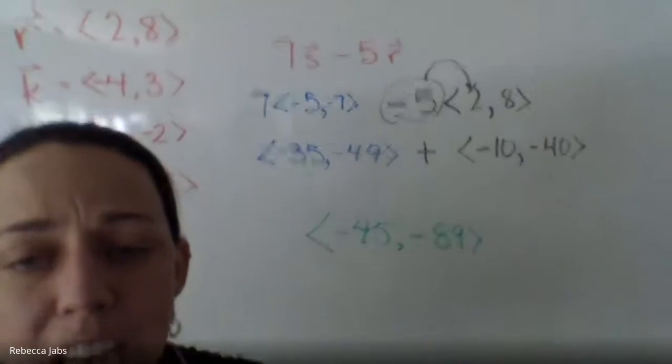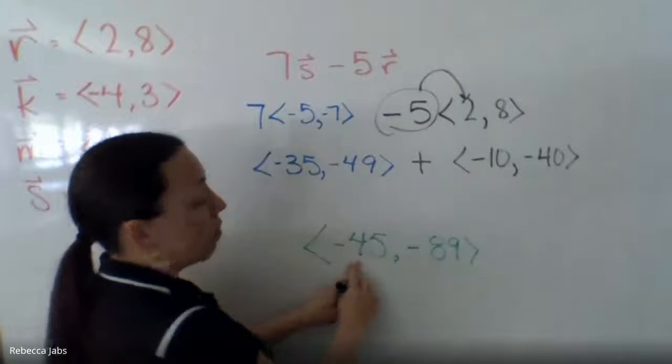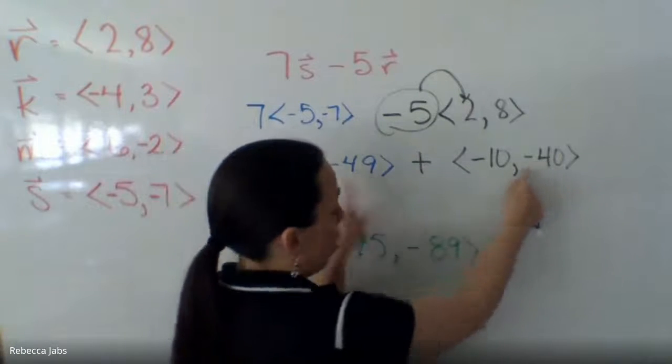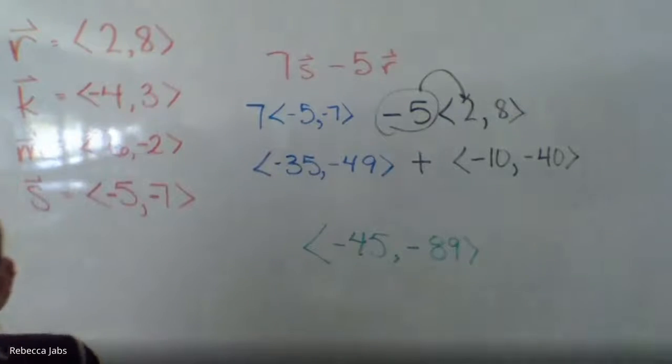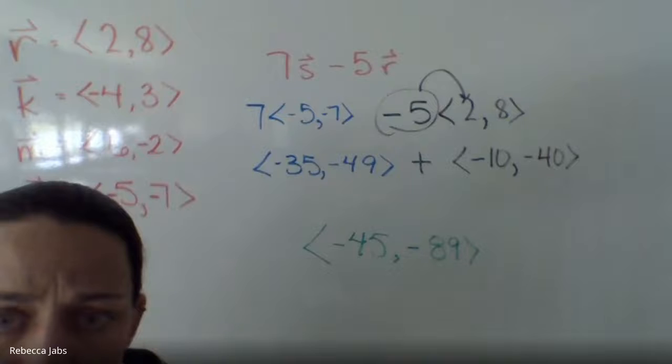But look, if I do this now, 35 and 10, but they're both negative, that would be negative 45. 49 and 40, but they're both negative, that would be 89. So hopefully that makes a little bit of sense, okay?